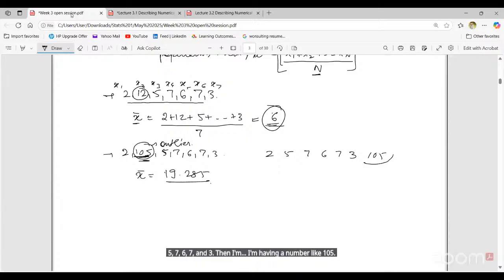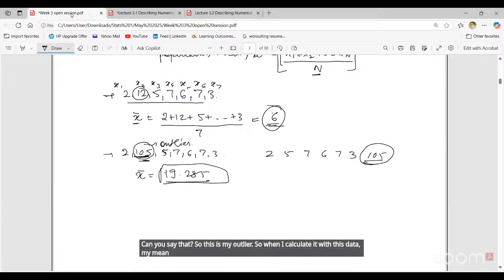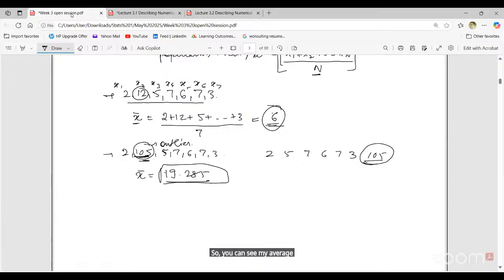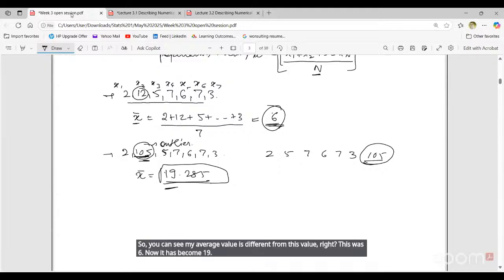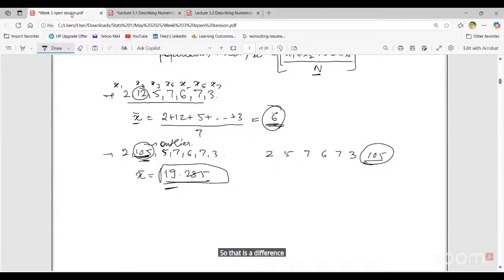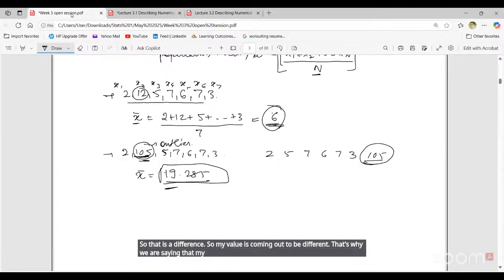Can you say this is an extreme value, some different, odd number? Yes. So this is my outlier. When I calculate the mean with this data, it comes out to be 19 point something. You can see my average value is different: this was 6, now it has become 19. So there is a difference. That's why we are saying that my mean is sensitive to outliers.